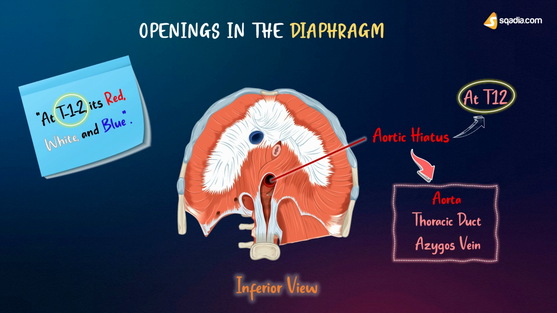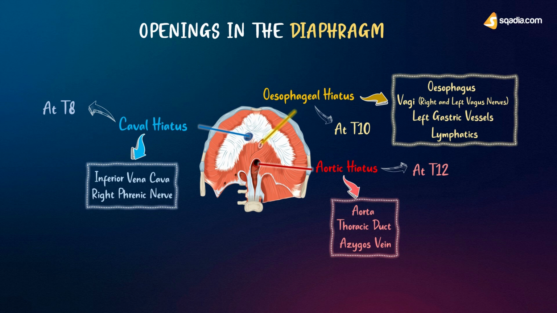also known as T12. Now, the aorta carries oxygenated blood, so red refers to the aorta. White refers to the thoracic duct, because it carries lymph, which is usually white in color. And, obviously, veins carry deoxygenated blood and are depicted by blue color. So, blue is for the azygous vein. So that was about the openings in the diaphragm.